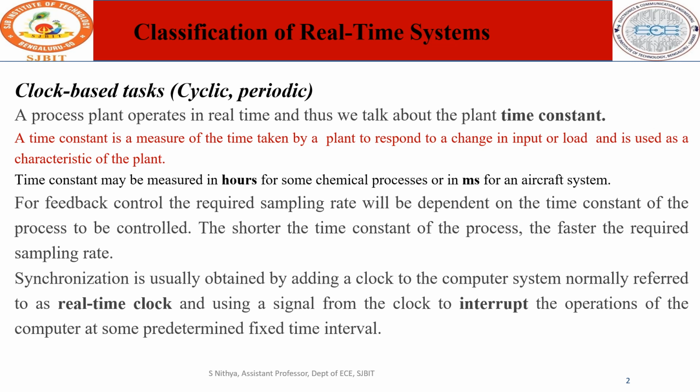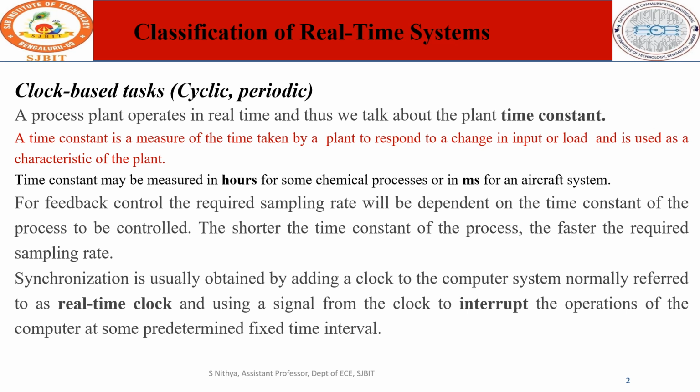For feedback control, the required sampling rate depends on the time constraints of the process to be controlled. So in a feedback control system, everything should be performed within a time limit. The shorter the time constant of a process, the faster the required sampling rate. If computations or data transmissions are executed repeatedly at regular or semi-regular time intervals in order to provide the functions of a system on a continuous basis, they are modeled as a periodic task. Each periodic task, denoted by Ti, is a sequence of jobs.